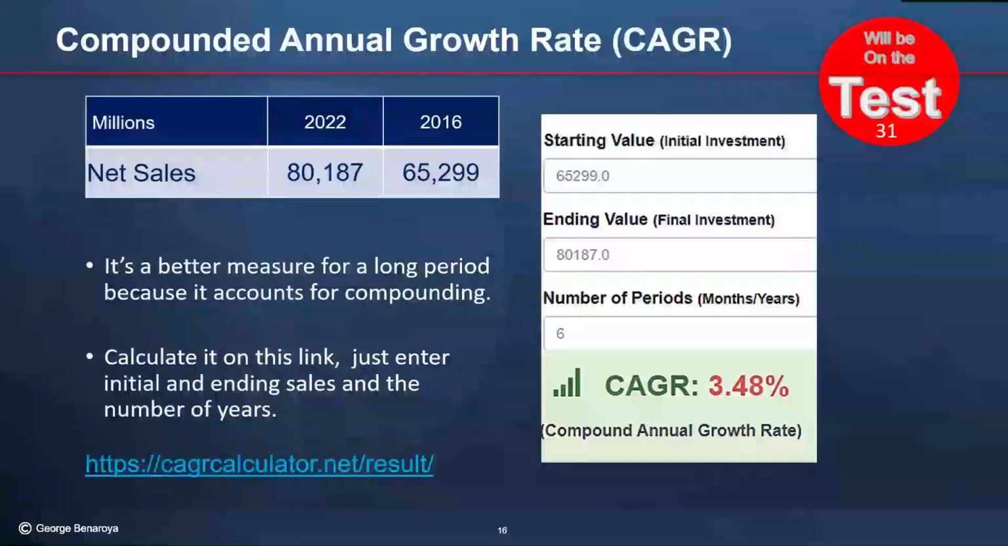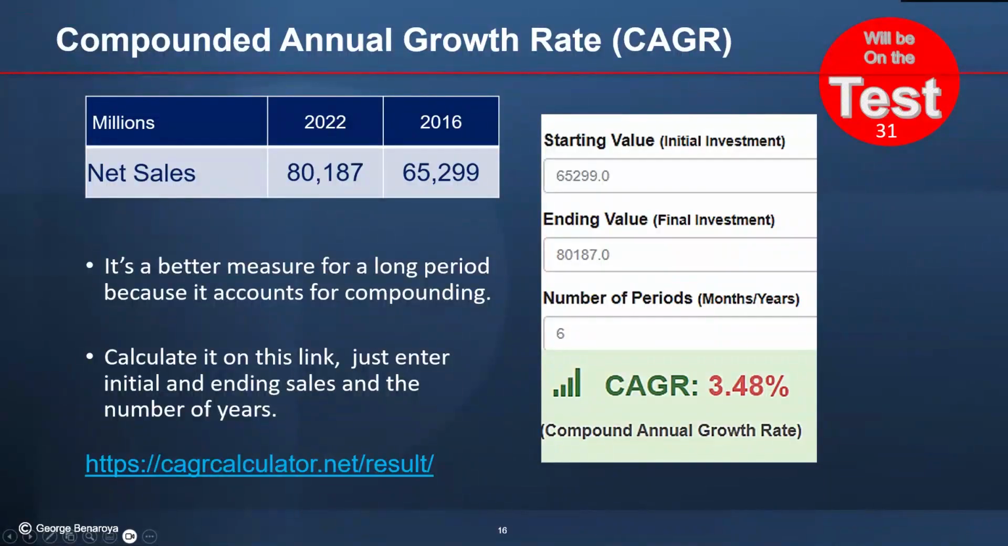Now, let's look into some real numbers. What we see now are the revenue or sales for Procter & Gamble in $1 million. So in $1 billion, to get rid of the last 3 numbers, it was about 65.3 in 2016, and it grew to 80.2. So when we enter this into a CAGR calculator, what we see is that the compounded annual growth rate was 3.48%.